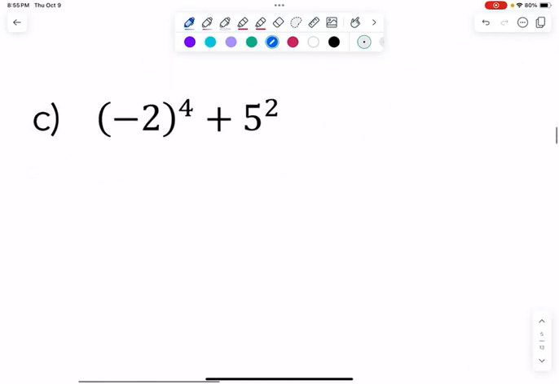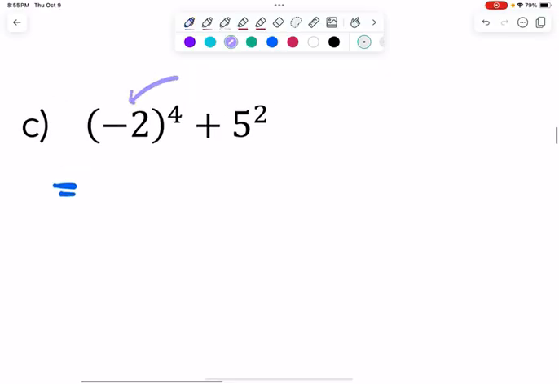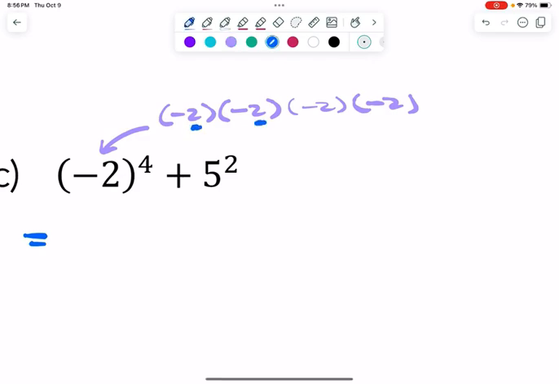Example C. This is equal to something. Again, we can think about how this would look in our head brains. -2 times -2 times -2 times -2. When I evaluate that, I do it in a couple steps. First, I figure out what the magnitude of this value is. So I'm looking just at 2 times 2 times 2 times 2. And 2 times 2 times 2 times 2 is 16.